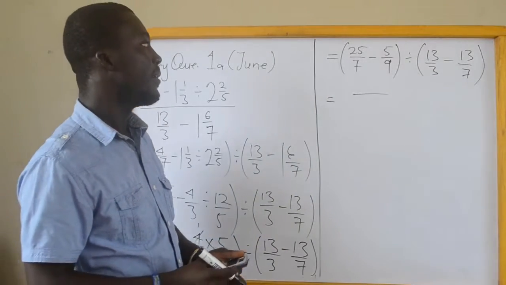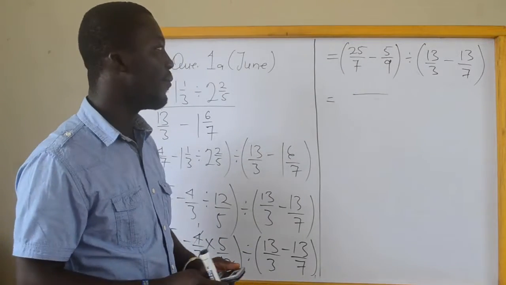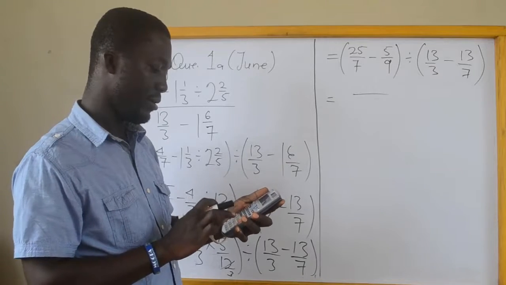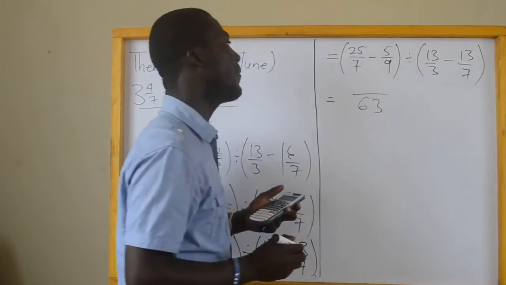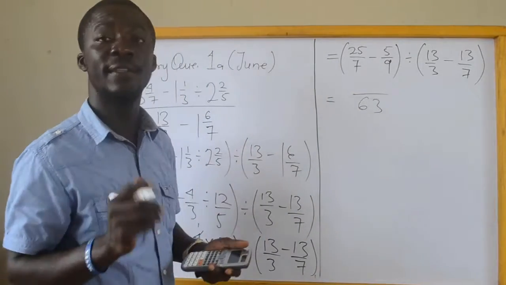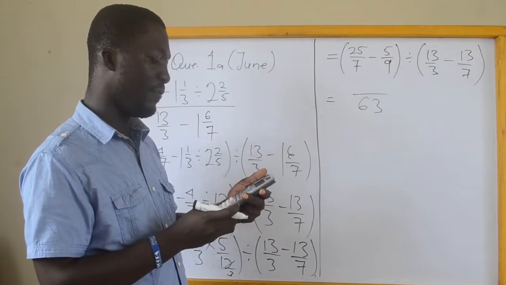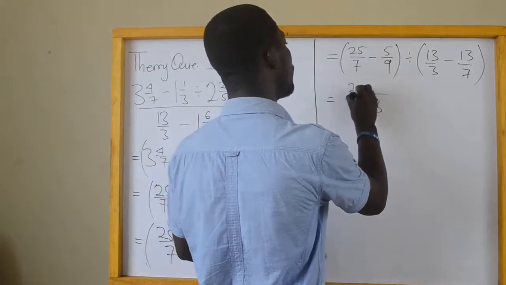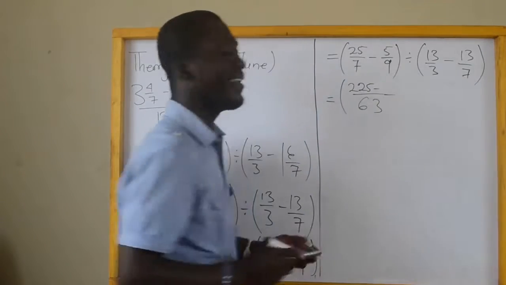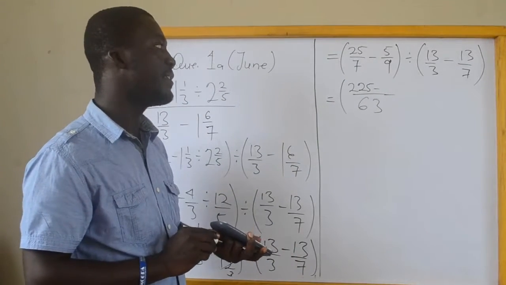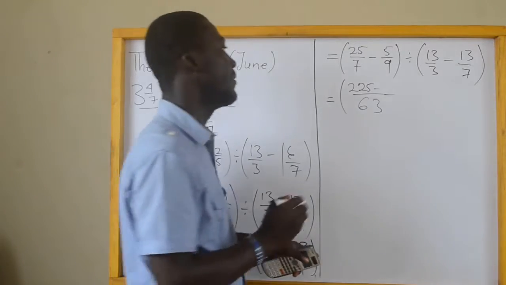And next step, we are going to find the least common denominators for both the contents of the bracket. The least common denominator between 7 and 9 will be 63. 7 goes into 63 is 9. So 9 times our 25, we are going to get 225. Minus 9 goes into 63, 7. 7 times 5 is 35.